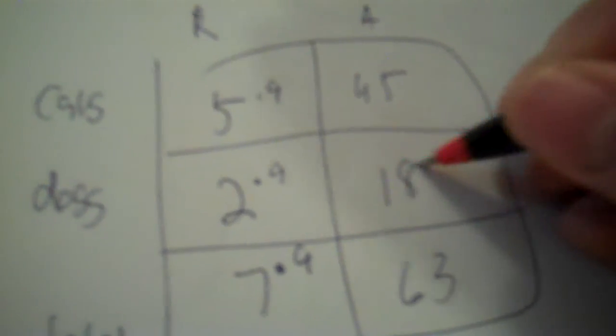Okay. So 7 times what's 63? Well, it's 9. You can divide 63 by 7 to find that. Then you multiply the other 2 by 9. 45 and 18. So 45 cats, 18 dogs.